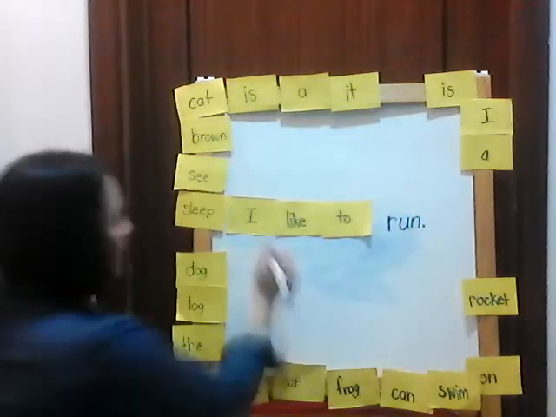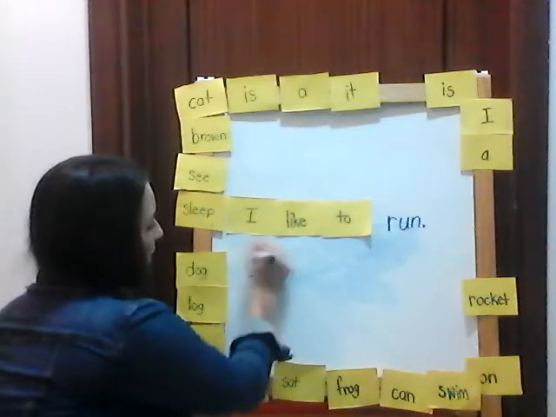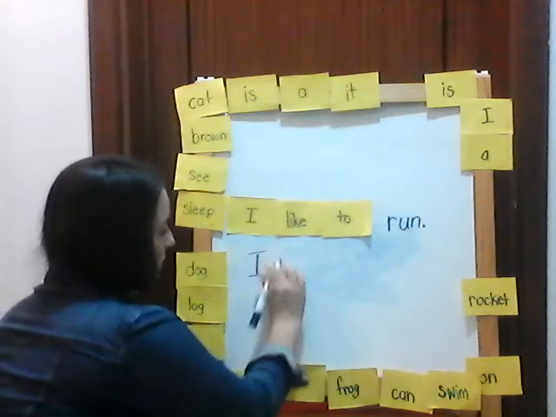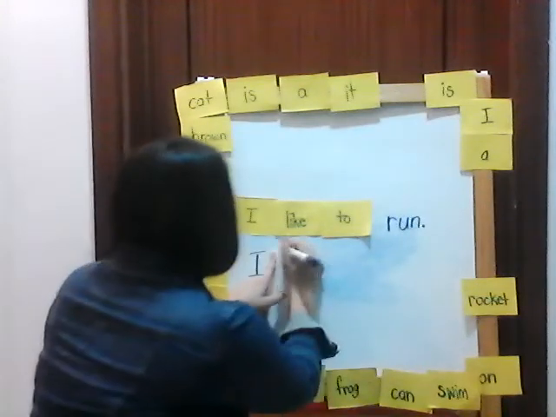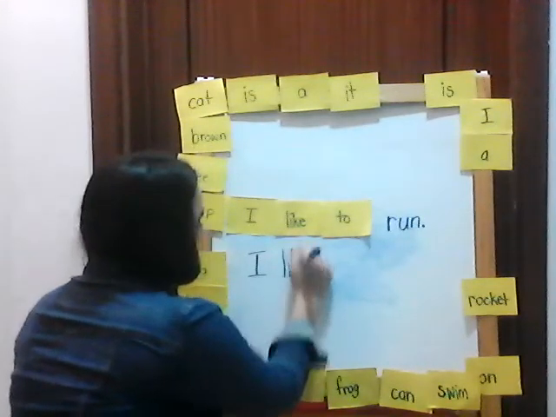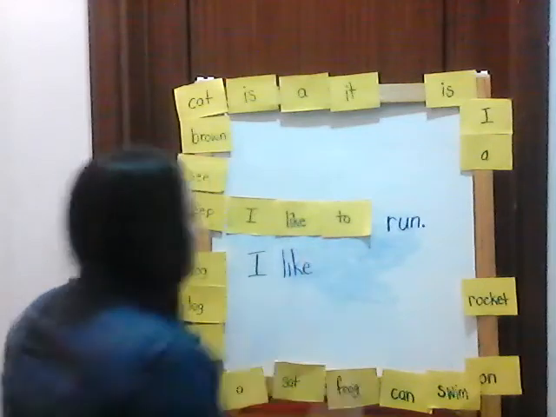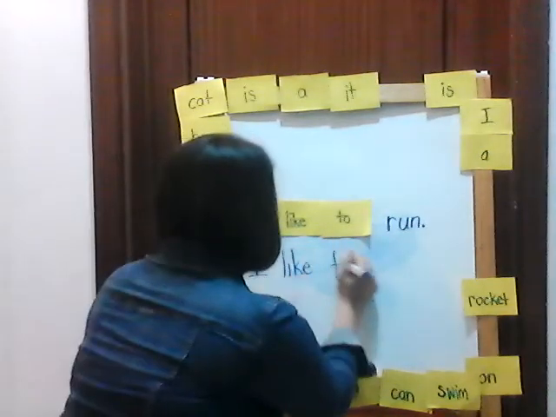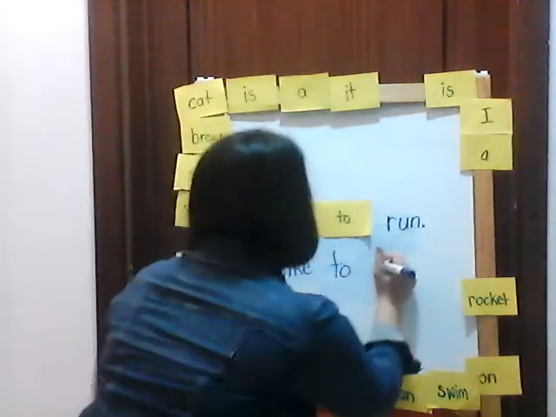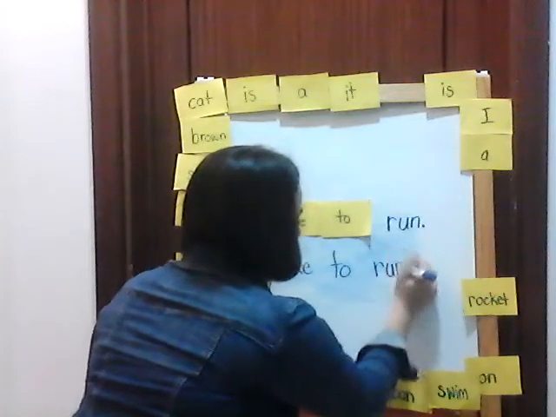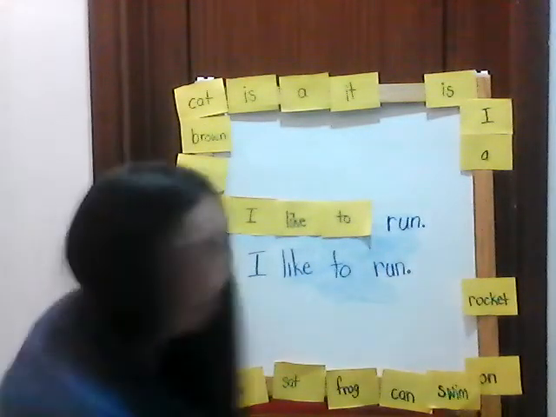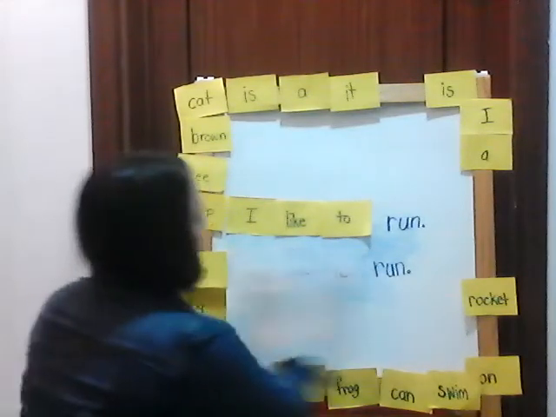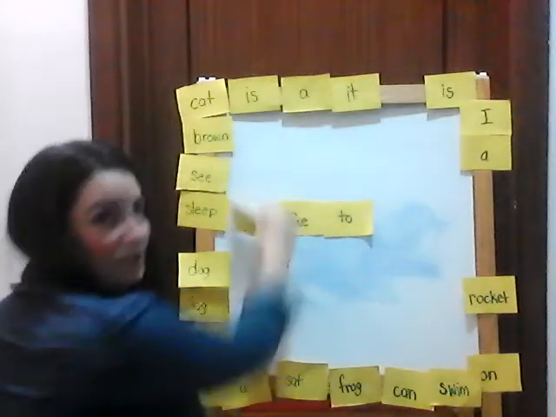Okay, now I'm gonna copy it. Oops, I didn't do finger space. Finger space, like, finger space, to, finger space, run, and then a period. So that's sentence number 2. The third sentence, let's try another one. We're trying one more, and then I'm going to tell you the rest of the challenges.